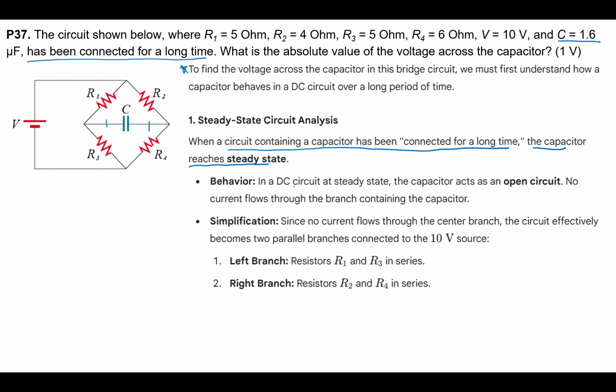And then in a DC circuit in the steady state, a capacitor acts as an open circuit. As it looks like an open circuit, it's not connected, okay? So no current flows through the branch containing a capacitor. That means from here to here, there is no current, okay? Since no current flows through the center branch, the circuit effectively becomes two parallel branches connected to a 10-volt source.